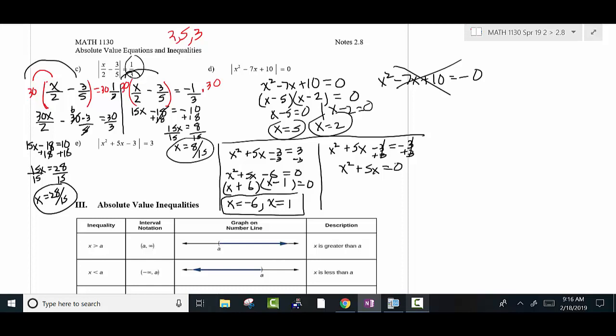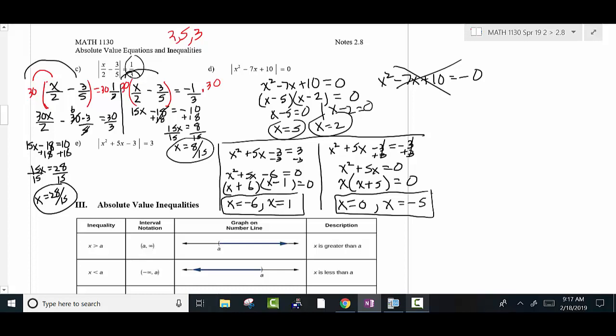Factor out an x. I always ask that question because students a lot of times forget about common factors. Don't forget about common factors. Take an x out. So that would give you x times x plus 5. So what are the two answers to that equation? 0 and negative 5. Okay, so we're going to end up getting 4 answers to this problem then. That's because it's an absolute value equation. That's what generated more answers on that.